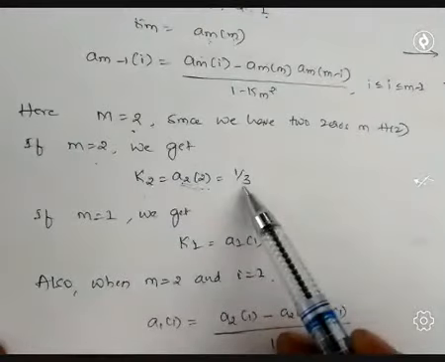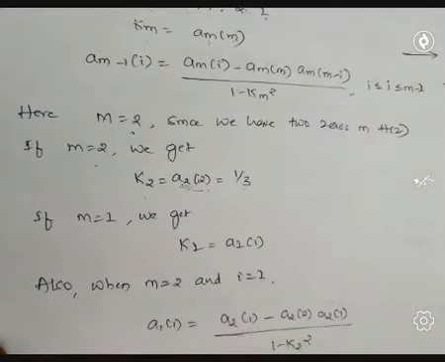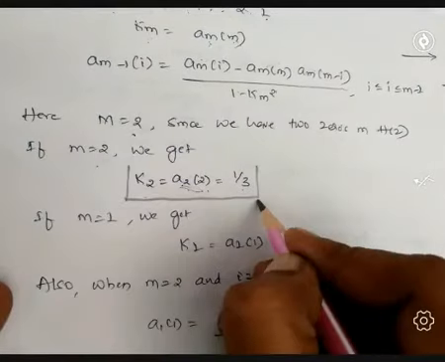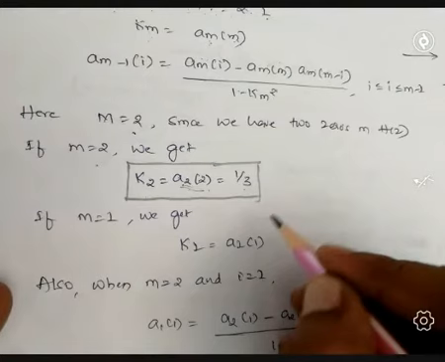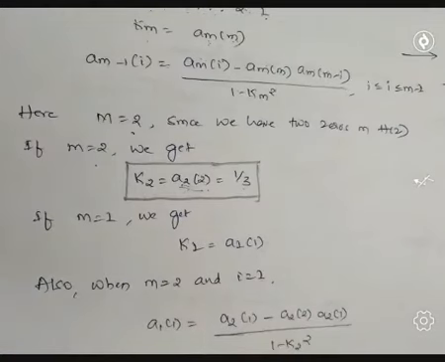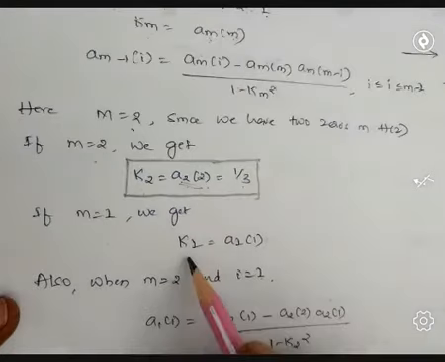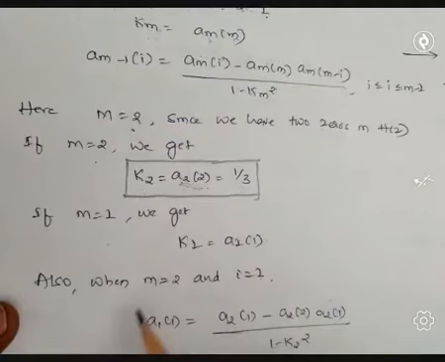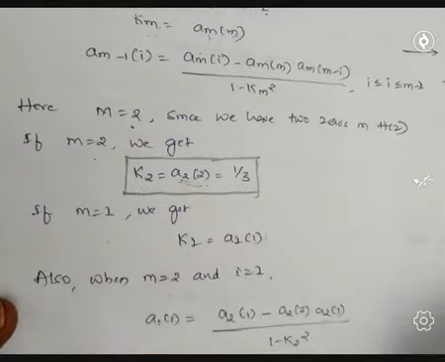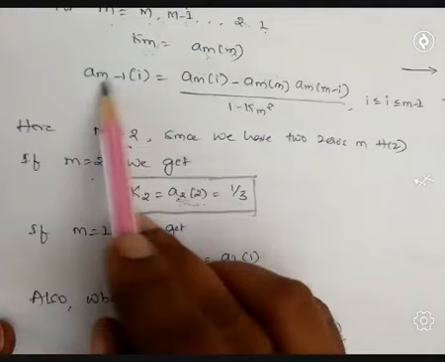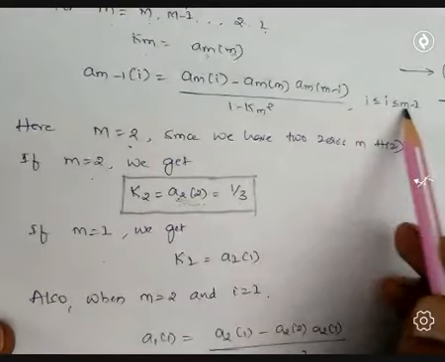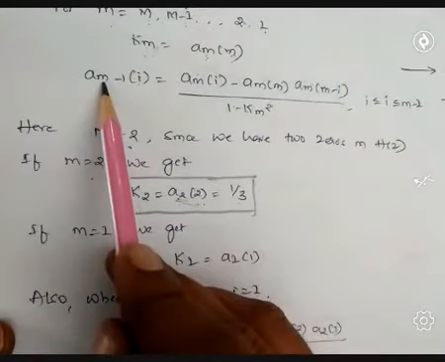We calculated one value directly from the given system function. We know that K2 equal to A2 of 2 equal to 1 by 3. Left with what? We have to calculate the next coefficient, that is K1. If m equal to 1, K1 equal to A1 of 1. If m equal to 2 and i equal to 1, because the value of i varies from 1 to m minus 1, 2 minus 1 means 1.